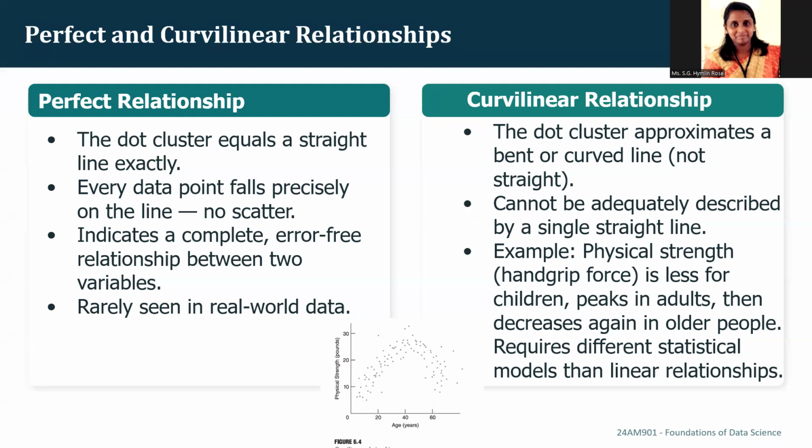For example, a child has relatively low grip strength, small and still developing. When you become an adult, what happens? You have very high strength, peak grip strength, physically mature. Then as you increase in age and become an older adult, grip strength declines. This is one example of a curvilinear relationship. If plotted with age, you can see that there is no straight line; it is a U-shaped pattern.